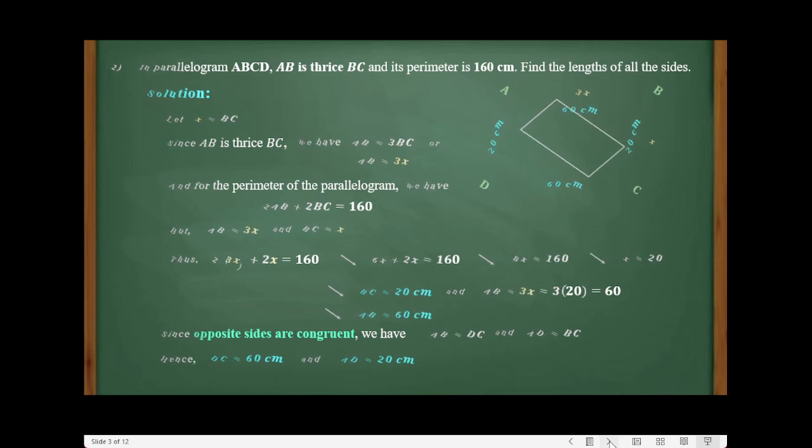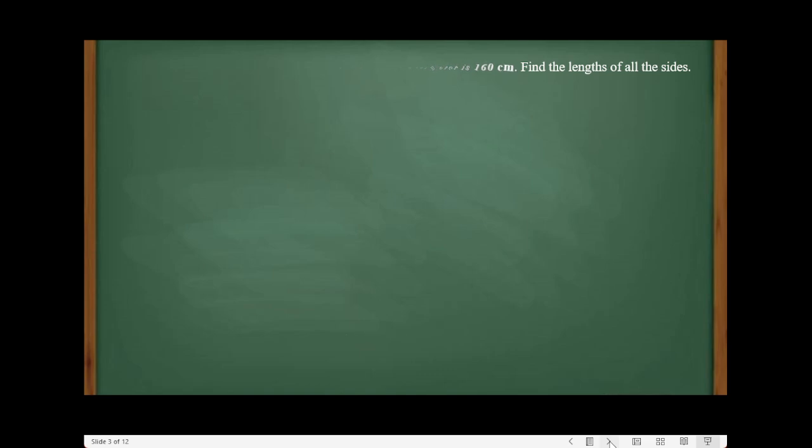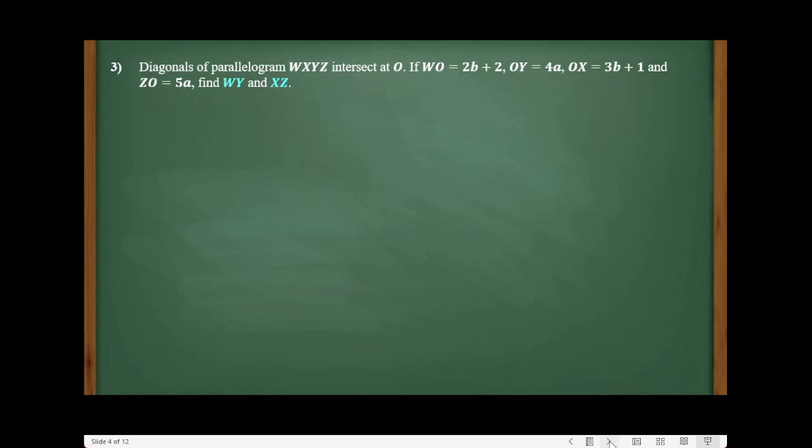Next, for our third problem: the diagonals of parallelogram WXYZ intersect at O. If WO is 2B plus 2, OY is 4A, OX is 3B plus 1, and ZO is 5A, find the length of these two segments, which are actually what? The diagonals of this parallelogram, WXYZ.